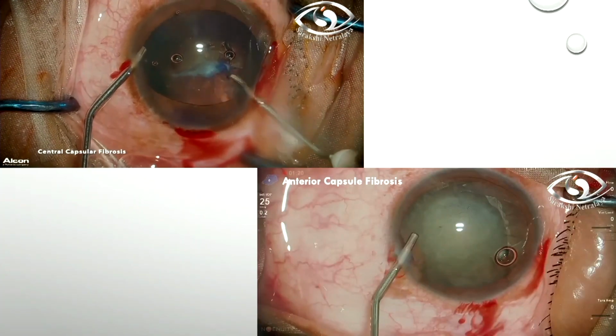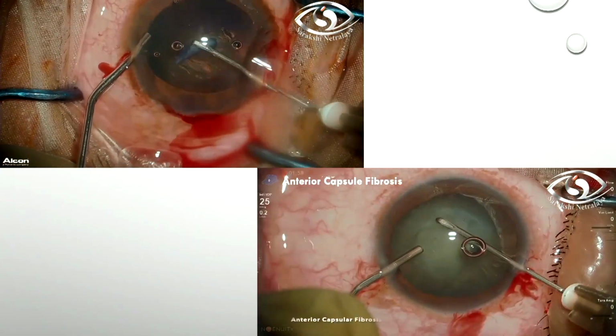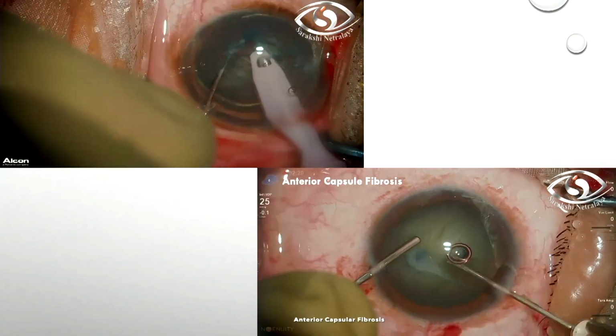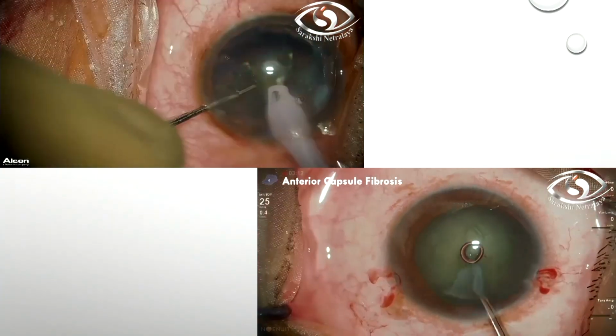While sometimes you have a capsular fibrosis of this extent, you have to bypass the capsular fibrosis and try to get as far as possible the amount of the rhexis which you can achieve.